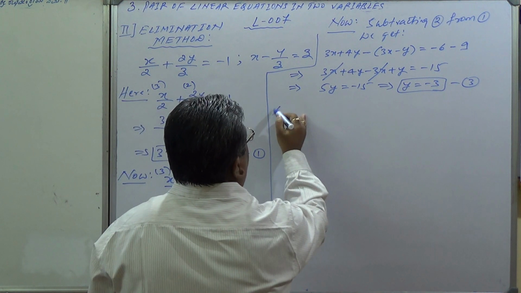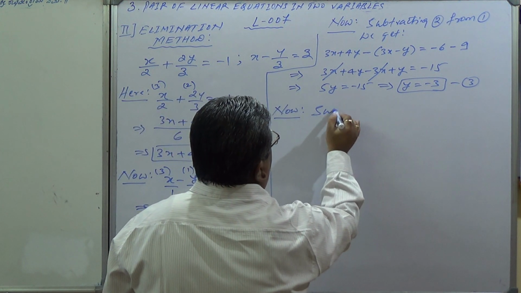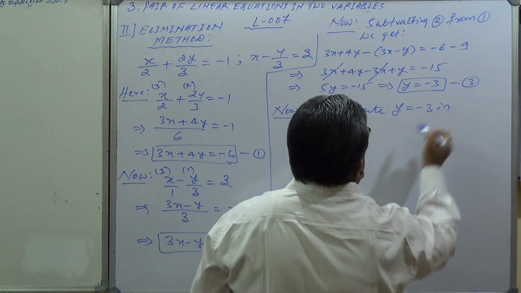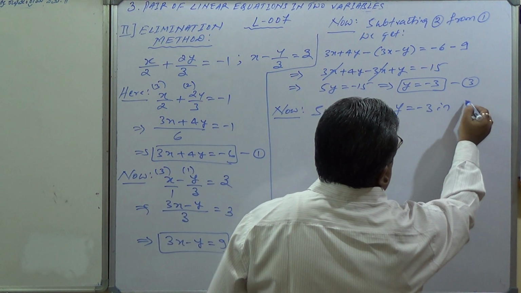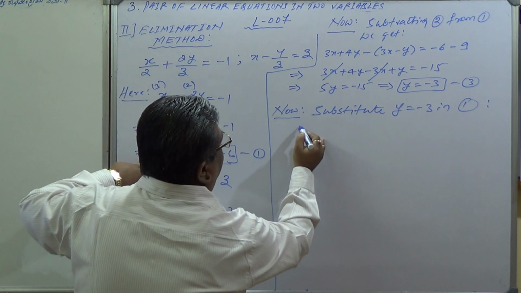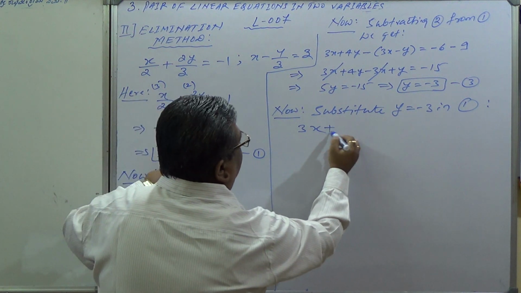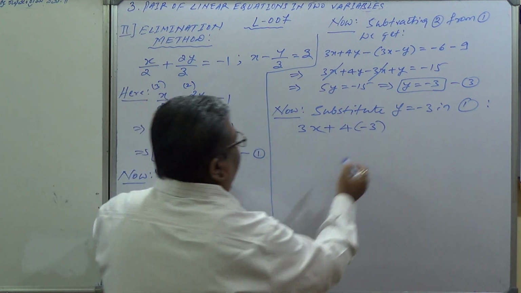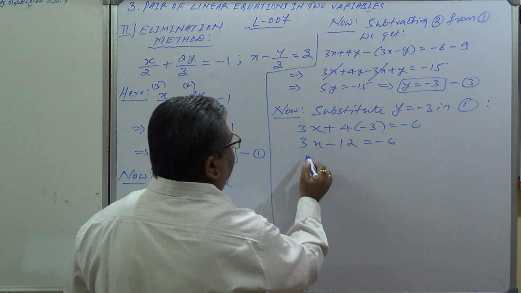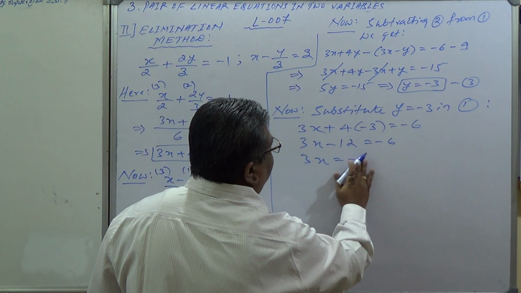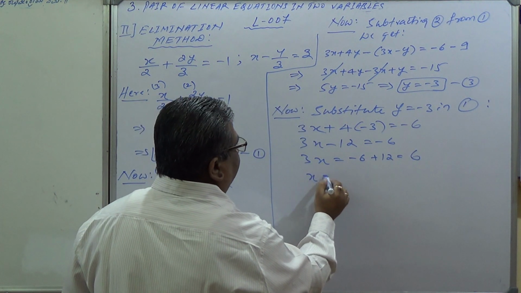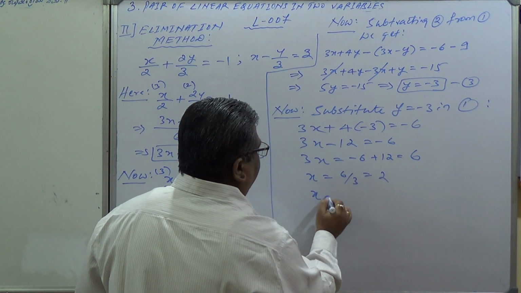Now substitute y equals minus 3 in any of the equations. In equation 1, what do we get? y equals minus 3 here. 3 times x plus 4 times minus 3 should be equal to minus 6. So 3x minus 12 equals minus 6. So 3x is equal to minus 6 plus 12, which is equal to 6. Therefore, x equals 6 by 3, which is equal to 2. x is equal to 2.